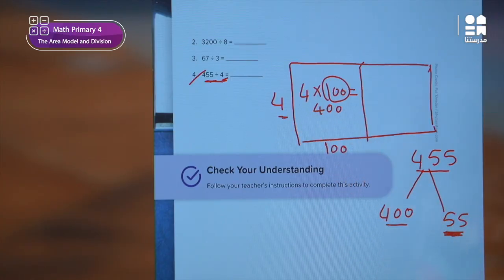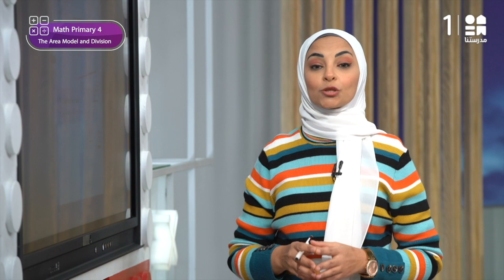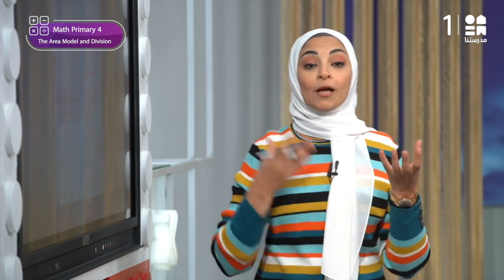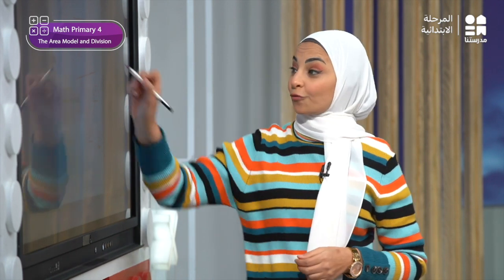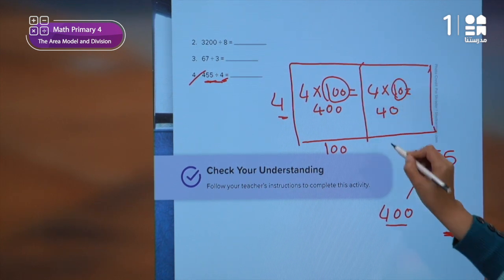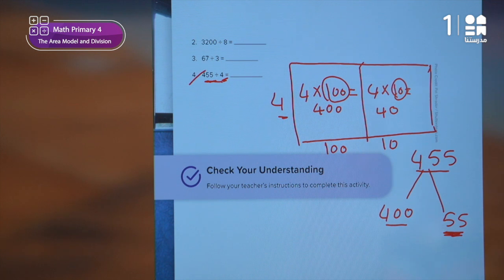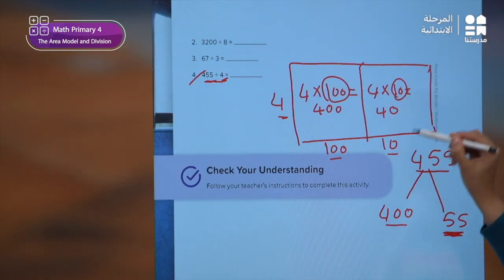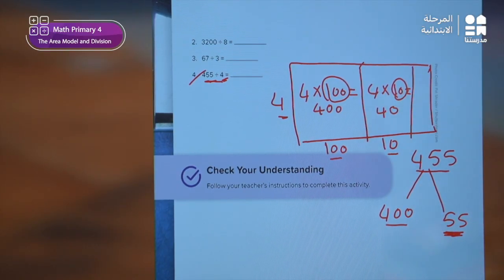I am sure you have noticed that we will divide the 5 in the tens place. What does this mean? This means I want to find a multiple of 4 very close to 50 and less than 50. Like what? Yes, like 40. Now 4 times what gives me 40? Of course, 4 times 10 gives me 40. So in the second part, I will write here 10. Then what should I do? Yes, after here I have the first part 100, the second part 10. Then what should I do? I will subtract 40 from 55.